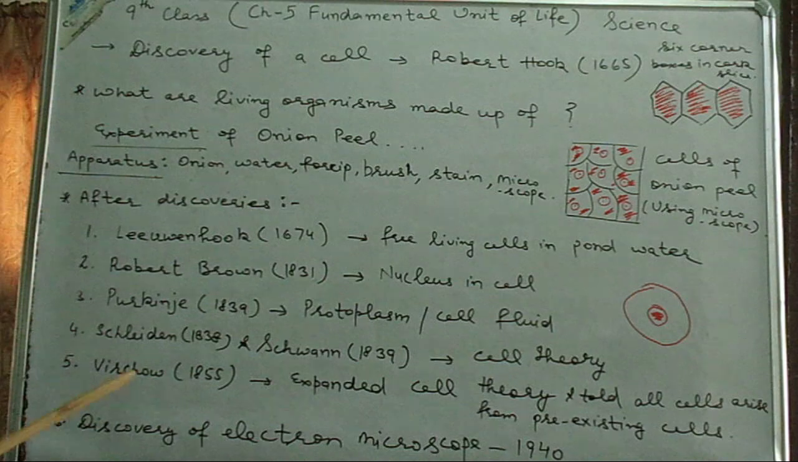Then a revolutionary change in these discoveries came in 1940, with the discovery of the electron microscope. It is just past 80 years since we got the electron microscope, and nowadays there are high-resolution electron microscopes. At that time it was not of high resolution. So this was some of the background, some of the history regarding the cell.